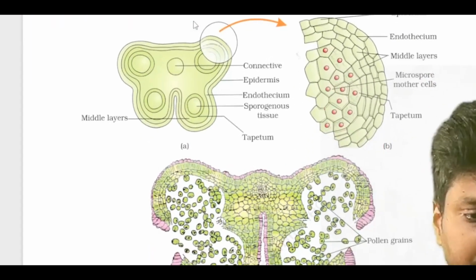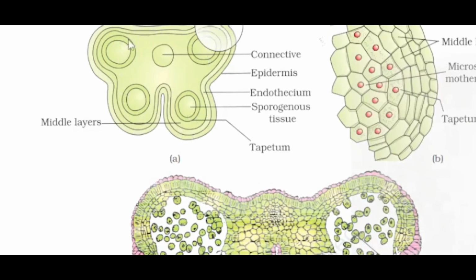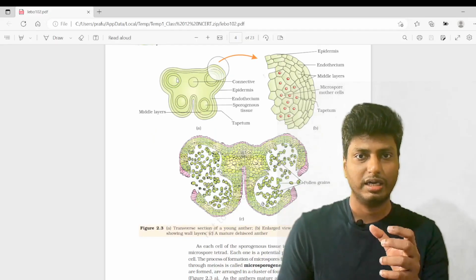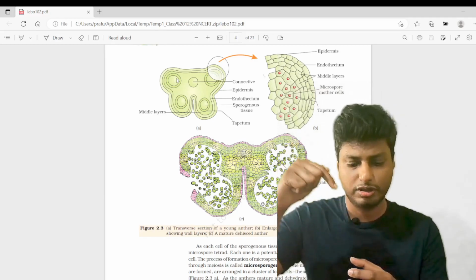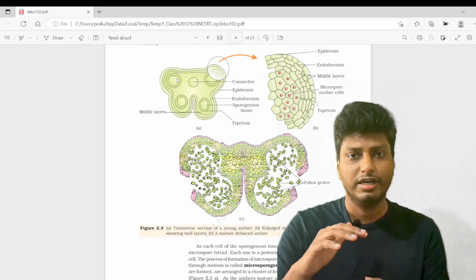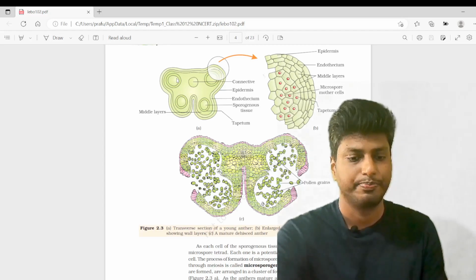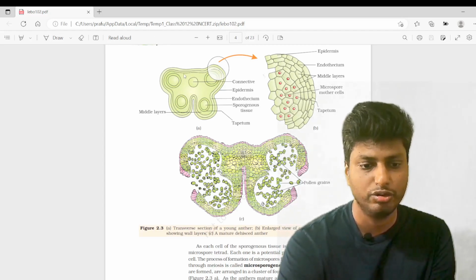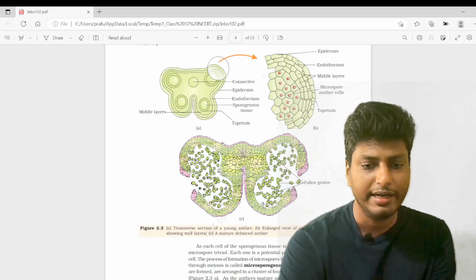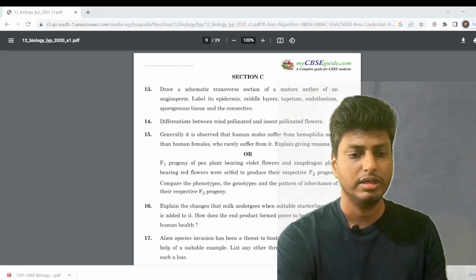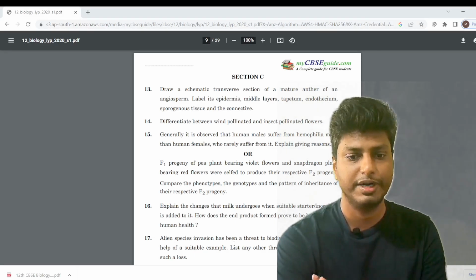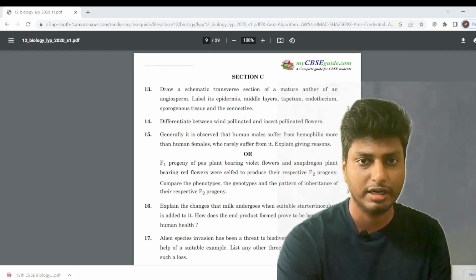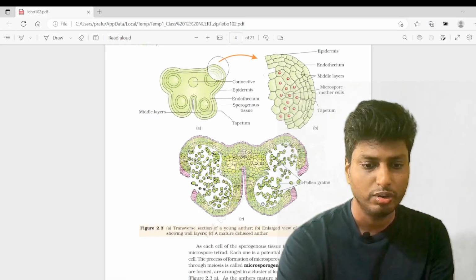This is the transverse section of the anther. Transverse section means if you cut any part in a transverse, that is horizontal, manner, and you observe it from the top, then what you see inside is the transverse section. You can also call it a TS. When you observe this TS of an anther, you can see the inside like this, and here they have shown the different layers. Since the question asks us to draw the transverse section of a mature anther and label its parts, that is epidermis, middle layer, tapetum, endothecium, sporogenous tissue and the connective, you have to mention these layers in this diagram.